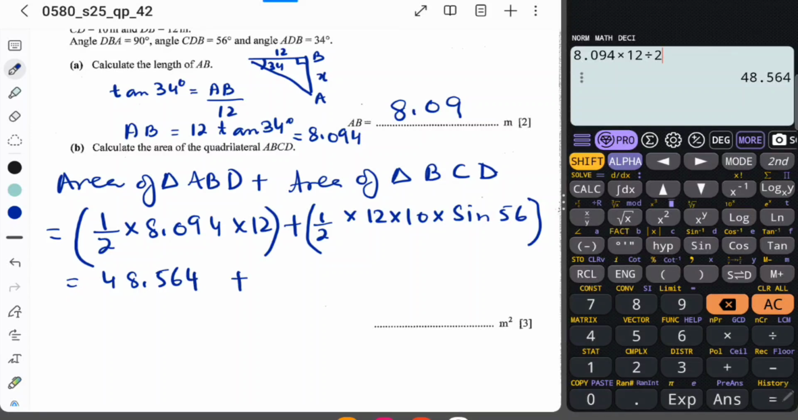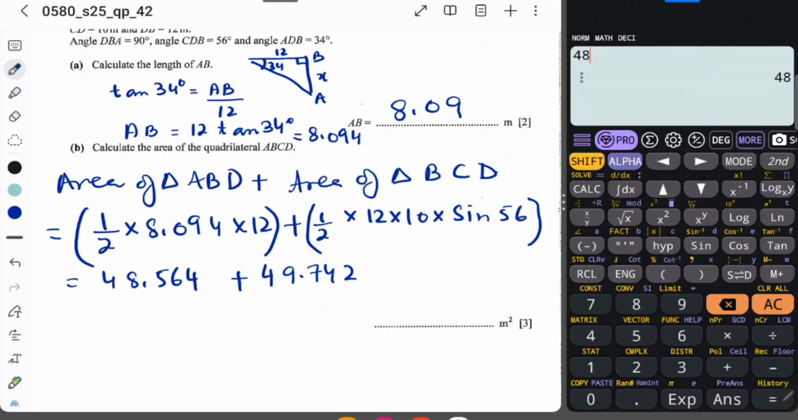It's a 3 marks question. The next one is 12 into 10 into sine 56, and bracket close, 99.484, divided by 2. That is equal to 49.742. Add it together to get the answer.